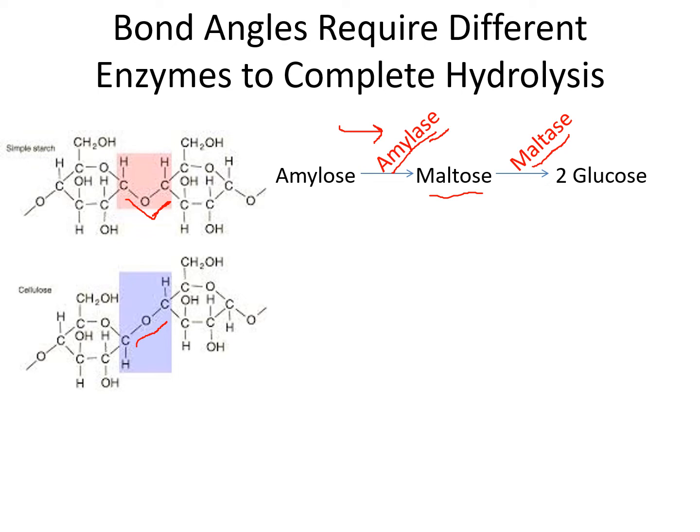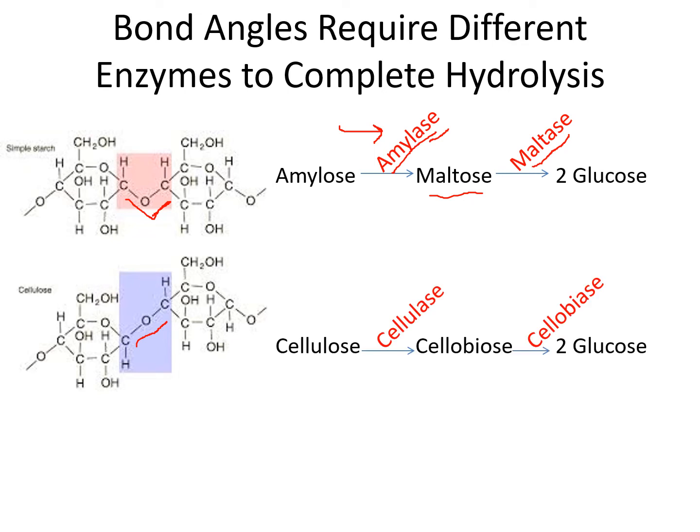And so we can get glucose, which is what we're actually looking for, because we can produce both of the enzymes required to recognize these bonds. Now, cellulose, on the other hand, requires different enzymes. The amylase cannot recognize this 180-degree bond angle, but cellulase can. Cellulase would then break the cellulose into disaccharides, and cellobiase breaks those disaccharides into glucose. So the end product is the same, but the route for getting there is completely different.